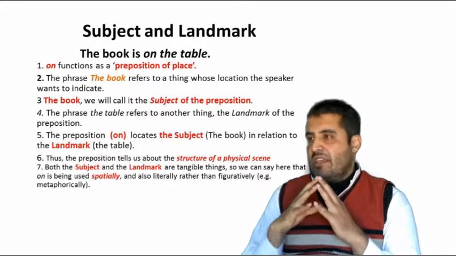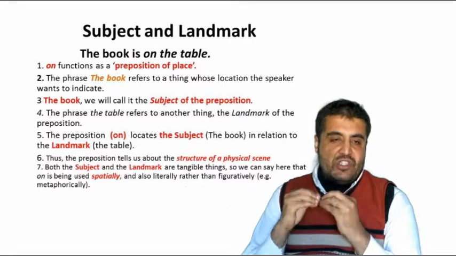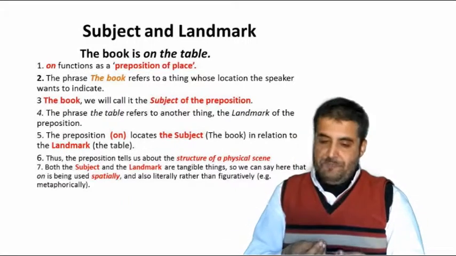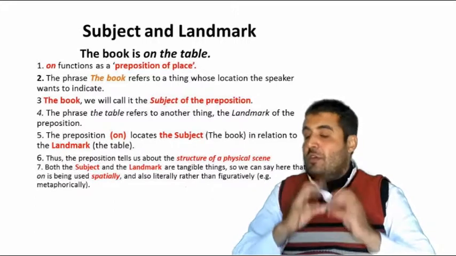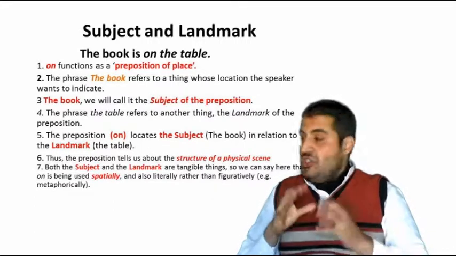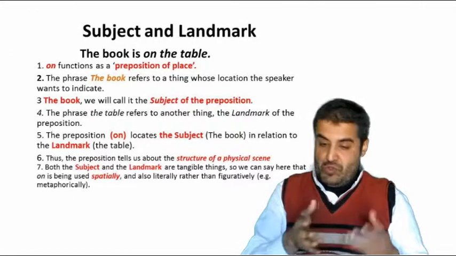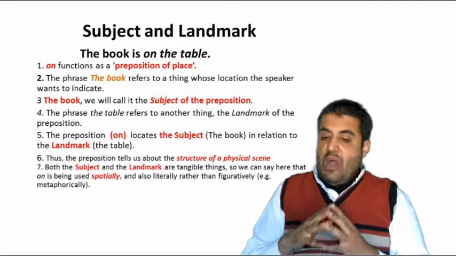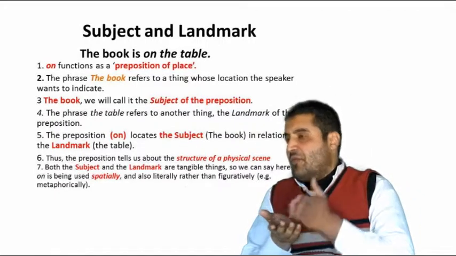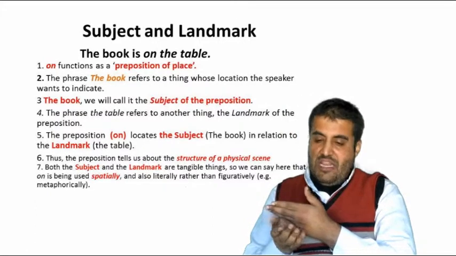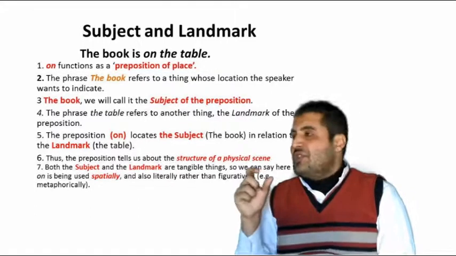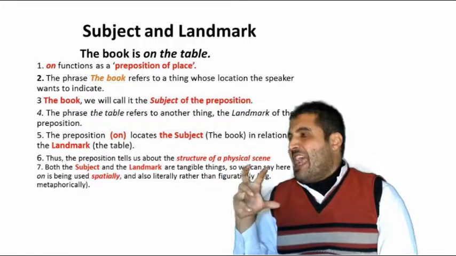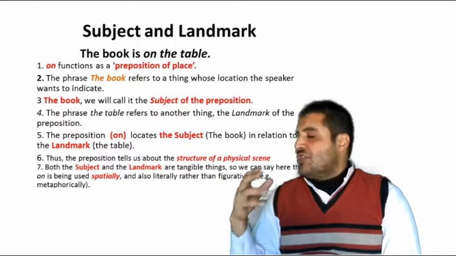Because remember one thing, when the preposition shows us the place of the object, or the place of the person, or the place of something, then we call those things subjects. Not the subject which does something, like he goes to school, he is a subject. I'm not talking about that one. Subject can be anything. So now, with relation to something else, like the table in the sentence, we call it the landmark of the preposition.